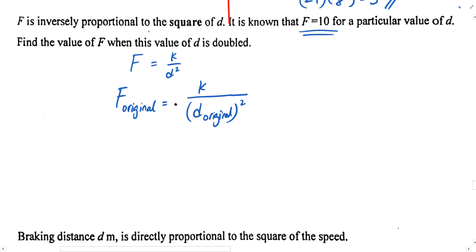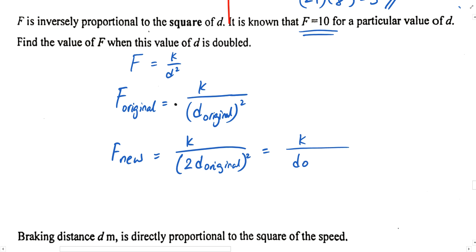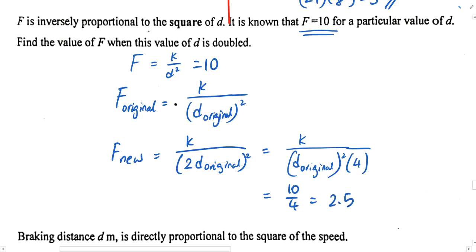So find the value of F when this value of D is doubled. So F new equals k over, what is the new value for D? It's double the original. So 2 times D original. Expanding it out, we get k over D original squared, and I have a value 4. So this is supposed to be equal to 10. I get 10 over 4, which is 2.5.